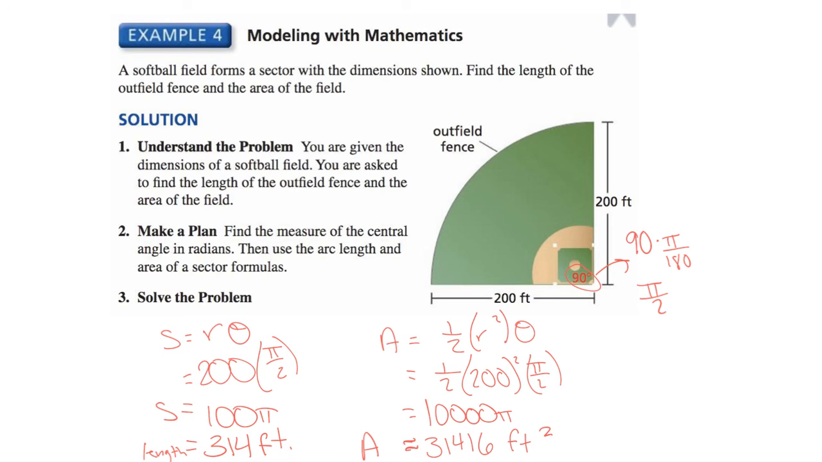So hopefully you don't see that's too bad. You just got to make sure to put it into radians first and then solve each of the pieces.